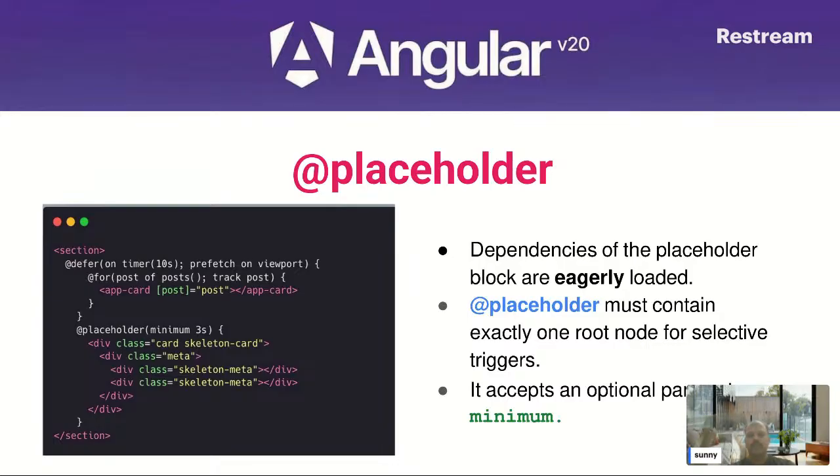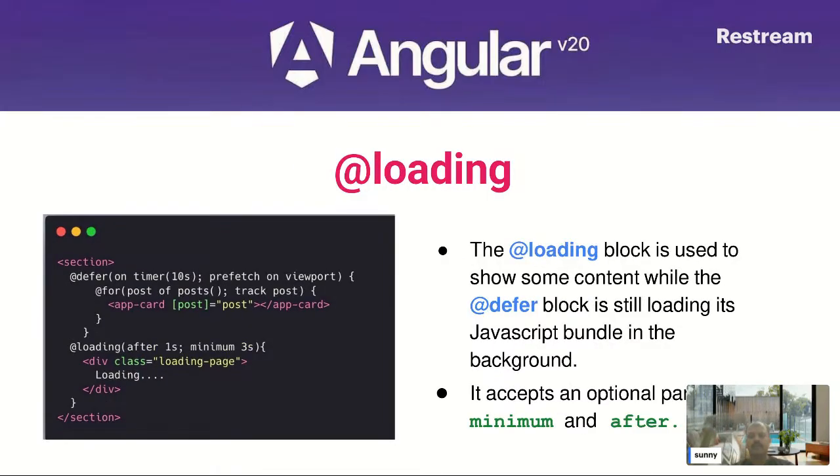And what is this placeholder? The dependencies of the placeholder block are eagerly loaded. So when the application loads, it will load the placeholder first, then it will check the defer block. It accepts an optional parameter, minimum. It is an optional parameter, meaning for the minimum seconds it will show that placeholder, and after that it will show that content. It is basically very helpful. If we have different content, we can show dummy data, and then when the content comes, we will show that.